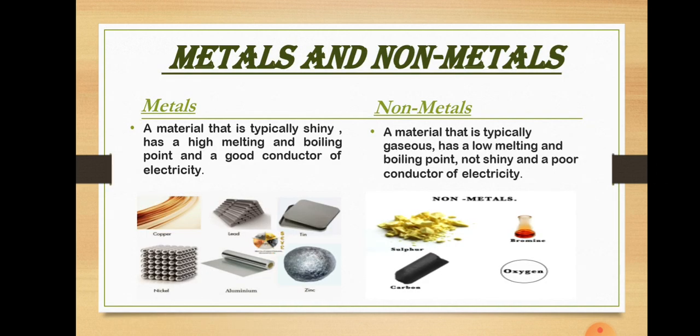Metals and non-metals. Metals: a material that is typically shiny, has high melting and boiling points, and is a good conductor of electricity. For example, copper, tin, zinc, aluminium, nickel. Non-metals: a material that is typically gaseous, has low melting and boiling points, is not shiny, and is a poor conductor of electricity. Non-metal is the opposite of metal. Non-metals, for example, sulfur, bromine, carbon, and oxygen.